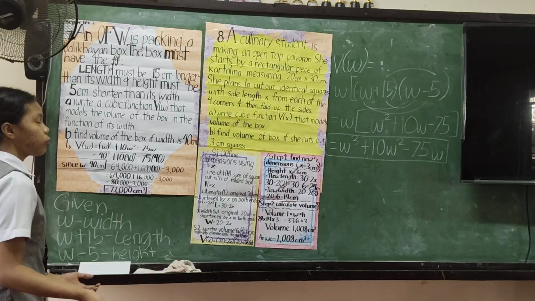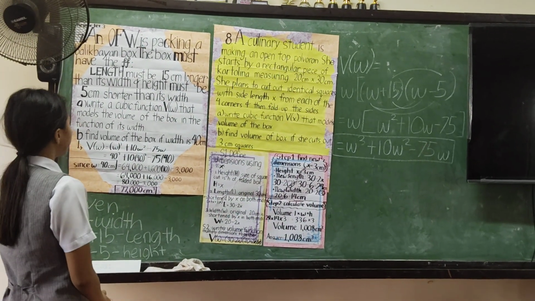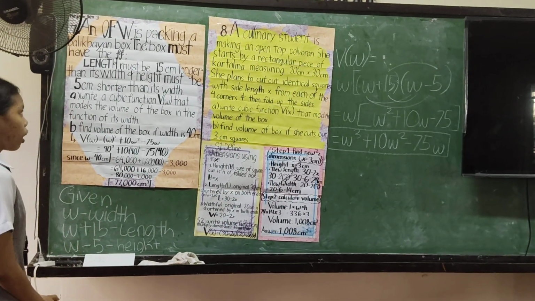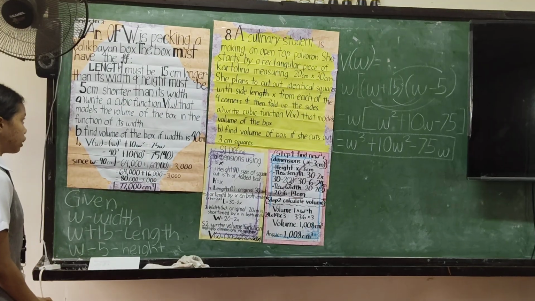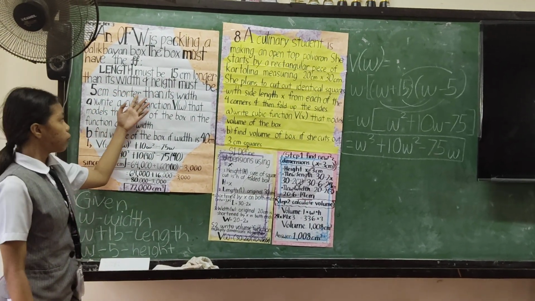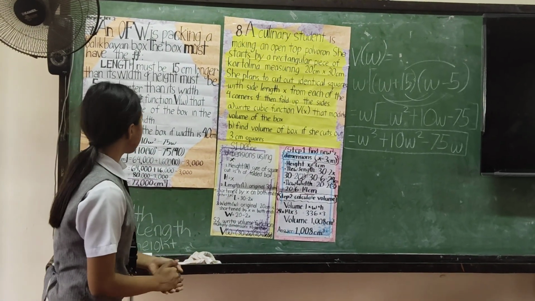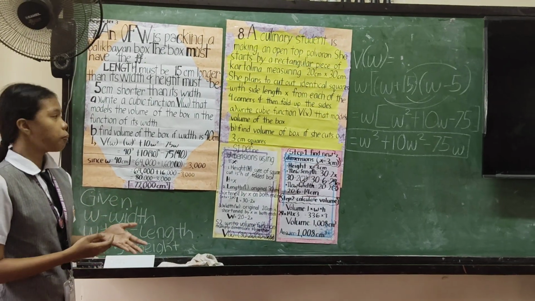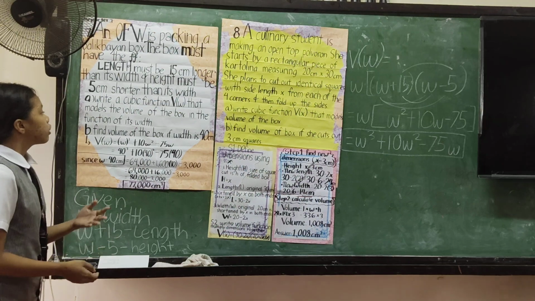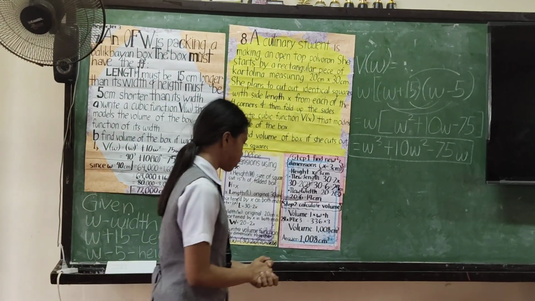So today we will be tackling two questions, number 7 and 8. For number 7, our question is: an OFW is packing a balikbayan box. The box must have the following dimensions. Its length must be 15 centimeters longer than its width, and its height must be 5 centimeters shorter than its width. Our task is to write a cubic function, V(W), that models the volume of the box as a function of its width. Then we have to find the volume of the box if its width is 40 centimeters.